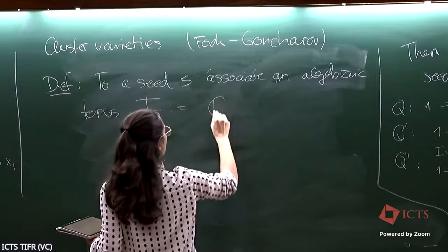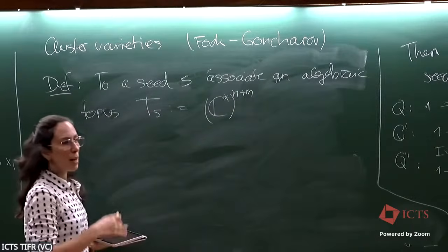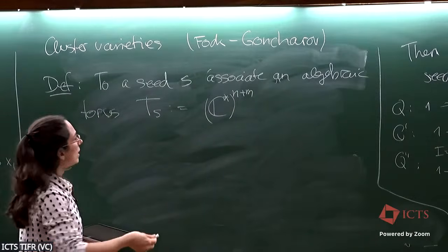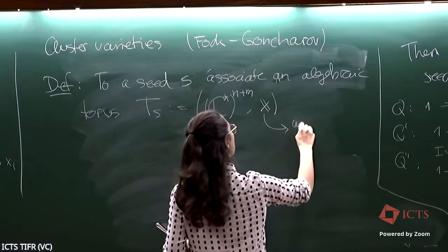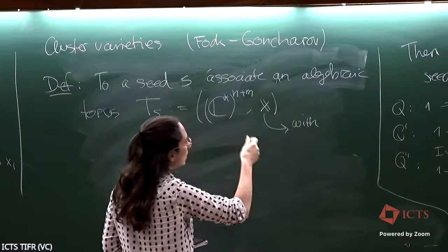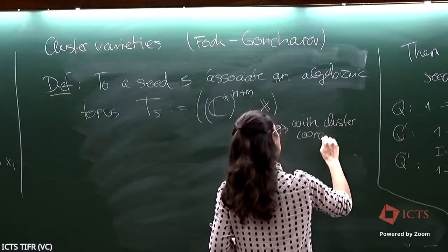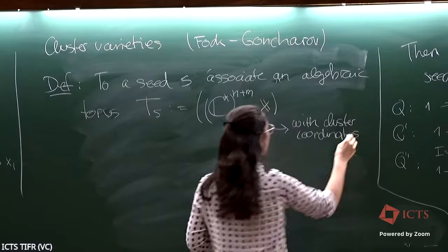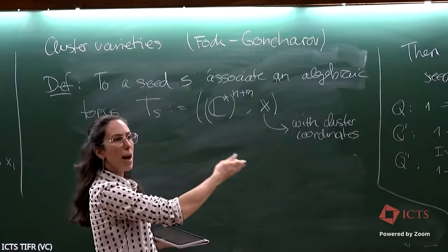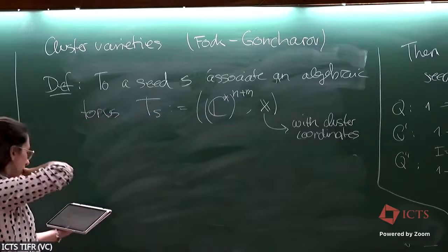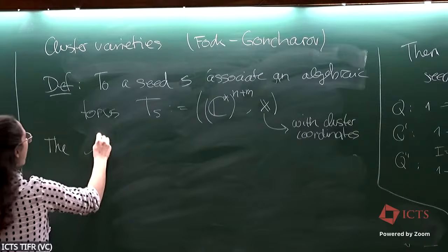And this is just an algebraic torus, a C star to the n plus m, my number of mutable plus frozen vertices. And it comes endowed with a set of coordinates that I call cluster coordinates. And these cluster coordinates are exactly the cluster variables I have in my field. And then I can define the A cluster variety.